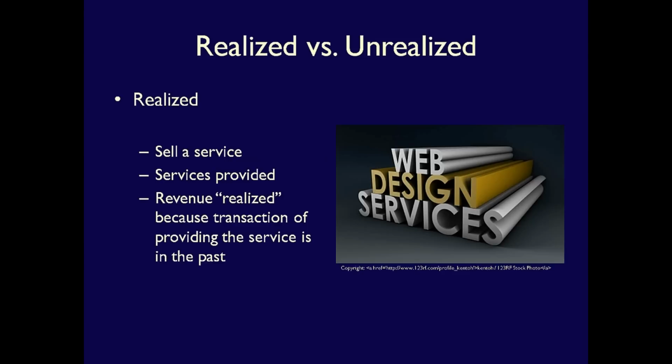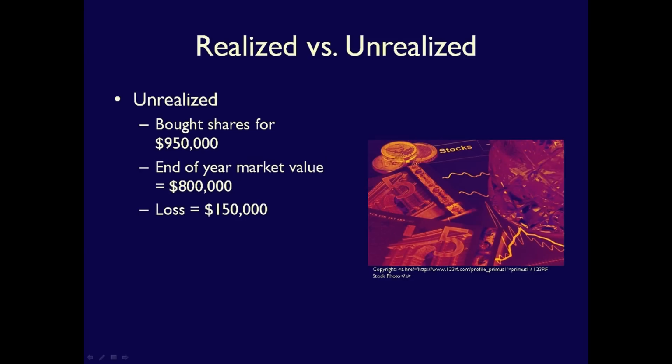It's in the past. What if a company bought shares in another company? The value of the shares when they were purchased was $950,000, and that would go on the statement of financial position as an asset because it has future economic benefit to the company. What if, by the end of the year, those shares had declined in value and were only worth $800,000? That would be a loss of $150,000, but because you still hold the shares, the loss is unrealized. It's a paper loss, not a realized loss, because you have not sold the shares as yet.